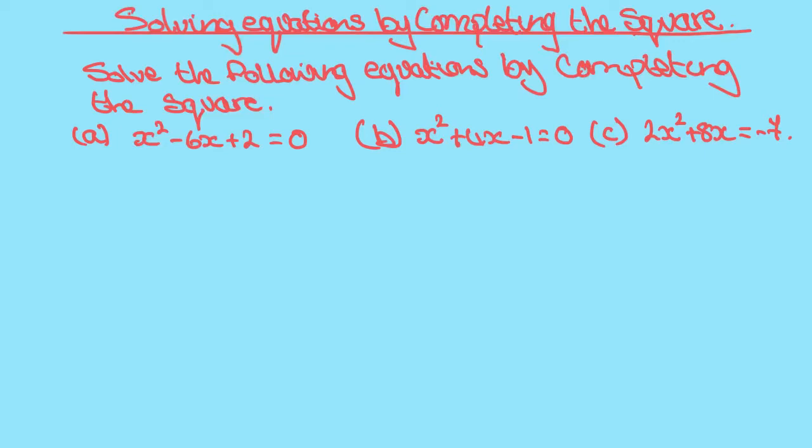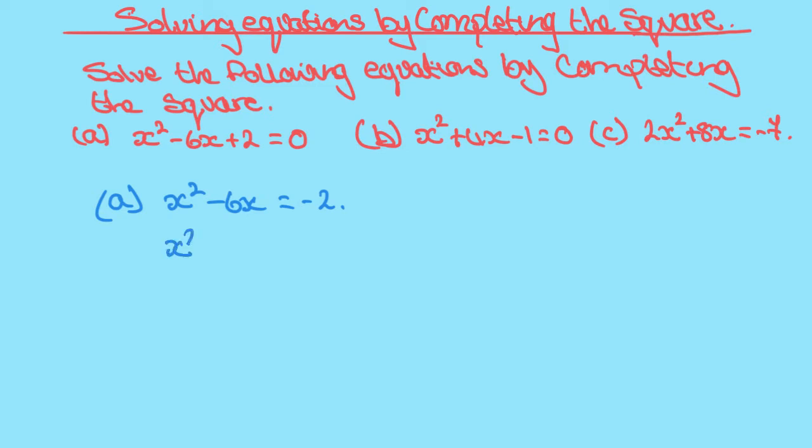In this video, we're going to solve equations by completing the square. So if we take example A, the first thing we have to do is move the constant to the right-hand side, giving x squared minus 6x equals minus 2. The next thing we do is take half of the x constant, square it, and add to both sides.